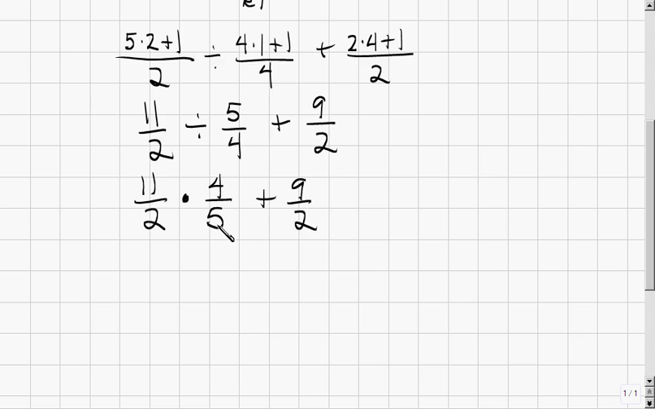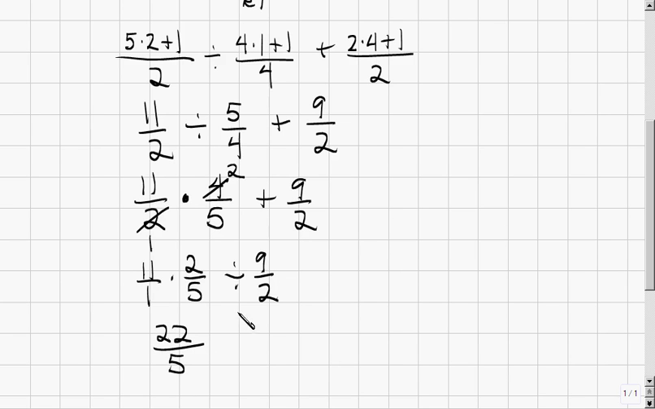Now in multiplying two fractions, we could multiply across. However, we can also cross-cancel to simplify the numbers. How? 2 goes into itself once and into 4 twice. So we really have 11 over 1 multiplied by 2/5. Well, 11 over 1 times 2 over 5 becomes 11 times 2, which is 22, over 1 times 5 becomes 5.